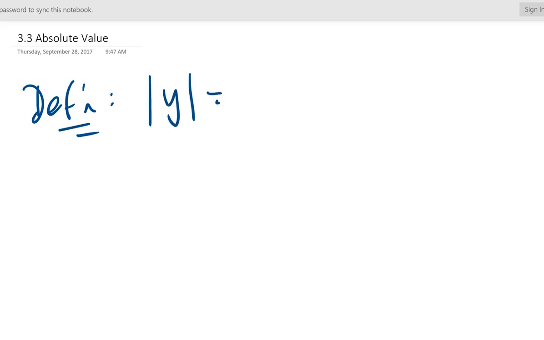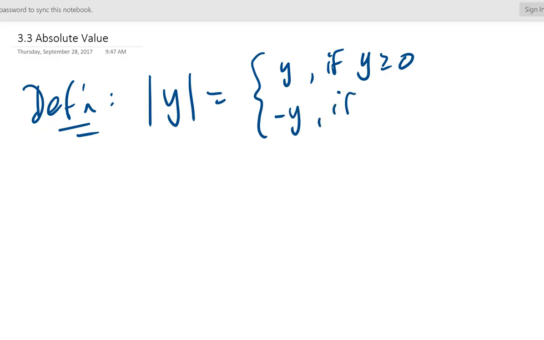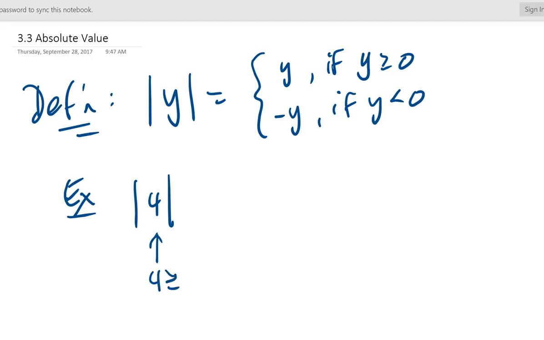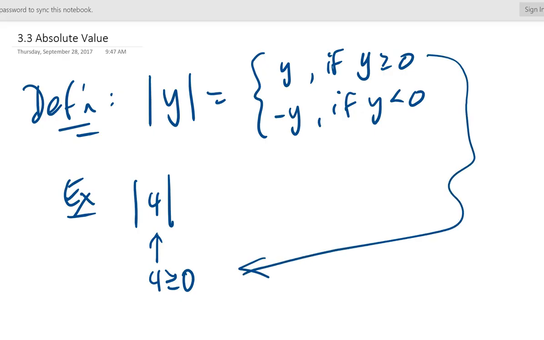So one of the first things we need to talk about is the definition. The definition is the following. The absolute value of y is either y if y is greater than or equal to 0, or negative y if y is less than 0. So for example, if you have the absolute value of 4, 4 is greater than or equal to 0, so this part applies, and the answer is just 4. You just pull out the y, 4.